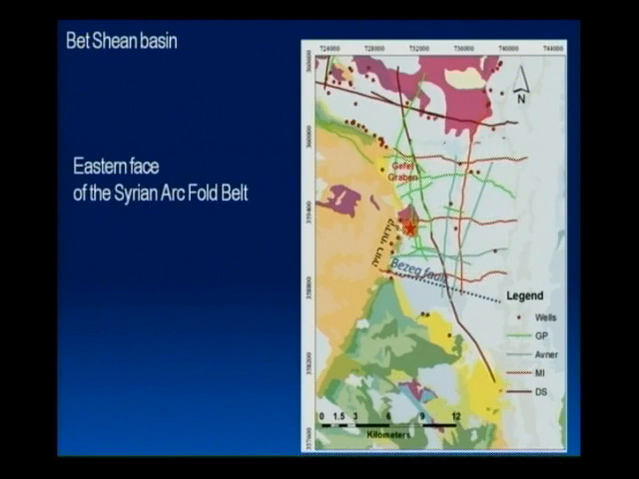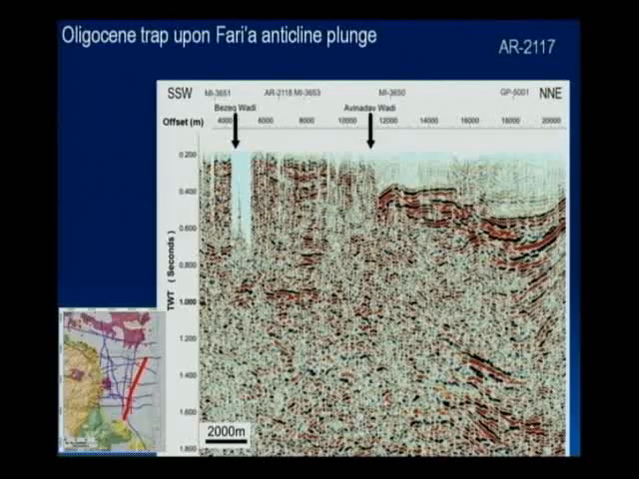One of them also produced the synthetic seismogram that enabled correlation between seismics and geological data, and it enabled tying up the data all across this basin towards the depocenter. So we are looking at a seismic line that trends to the north-northeast along the Faria anticline plunge, or Faria anticline axis, plunging towards the Bet She'an Basin.